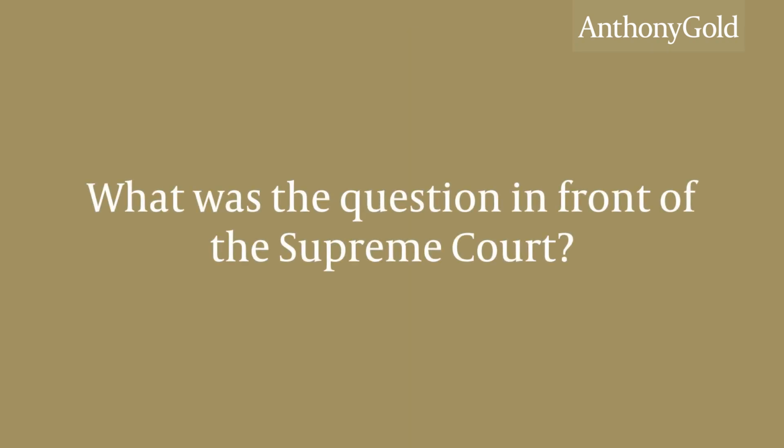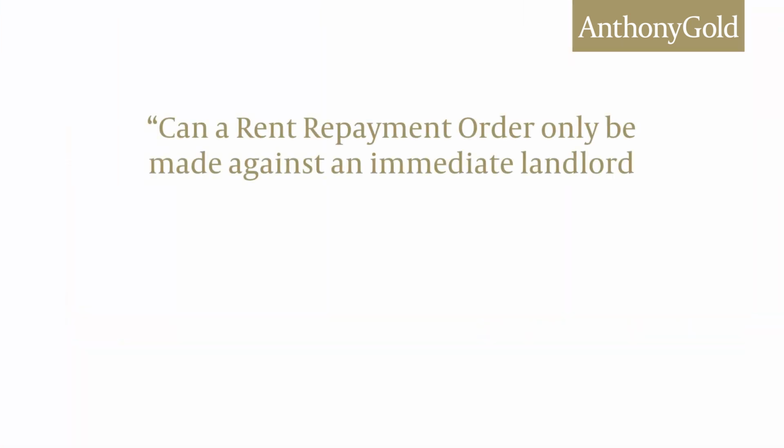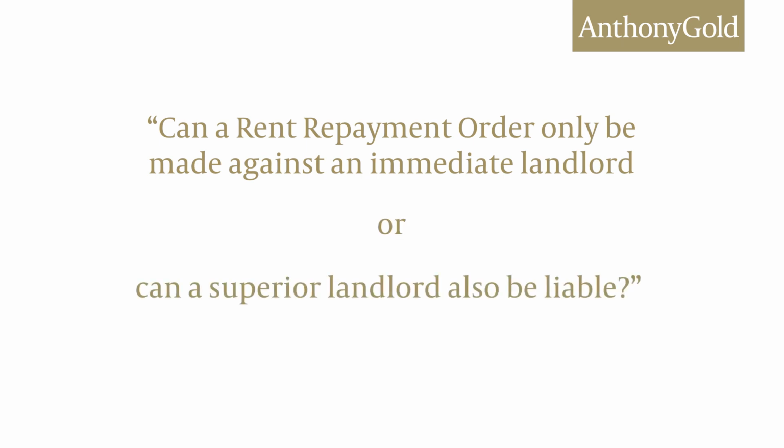So what was the question in front of the Supreme Court? The Supreme Court was asked to consider the question of can a rent repayment order only be made against an immediate landlord, or can a superior landlord also be liable? And what did the Supreme Court decide? The Supreme Court decided that a rent repayment order cannot be made against a superior landlord and dismissed the appeal. The Supreme Court held that a rent repayment order can only be made against the immediate landlord.